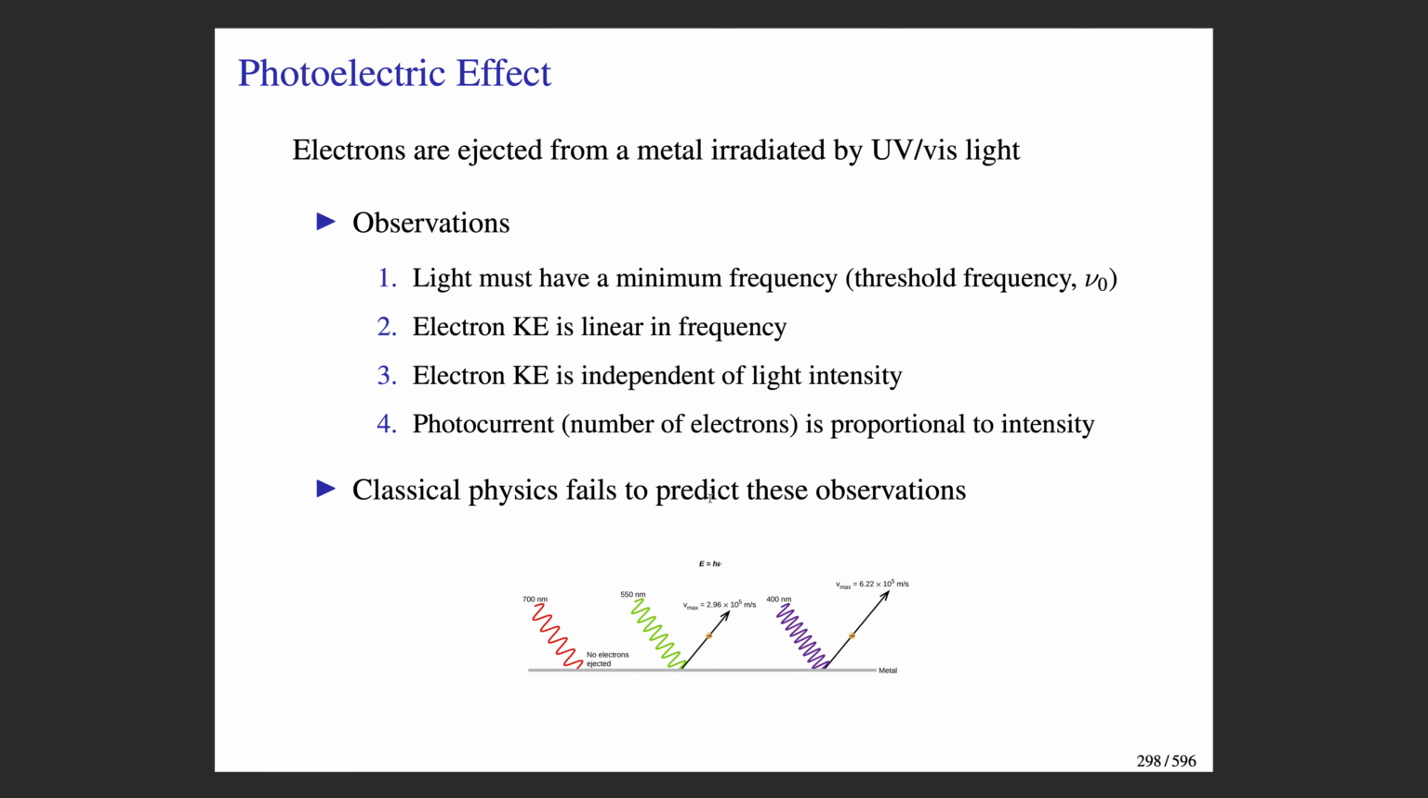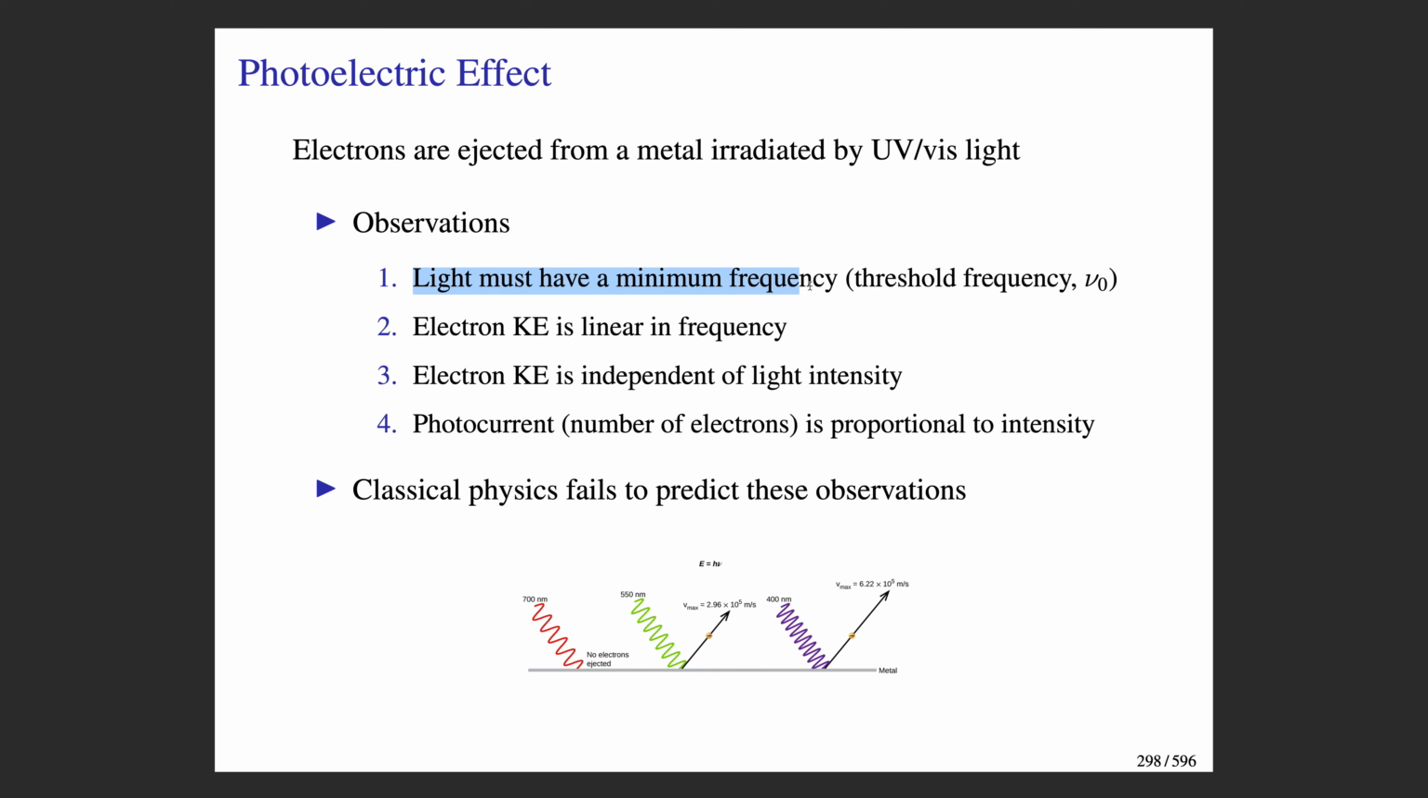Another important experiment that was explained around the turn of the century, this time by Einstein, is called the photoelectric effect. The photoelectric effect refers to the observation that electrons are ejected from a metal surface whenever you irradiate that surface with ultraviolet or visible light. These are the observations of the experiment.